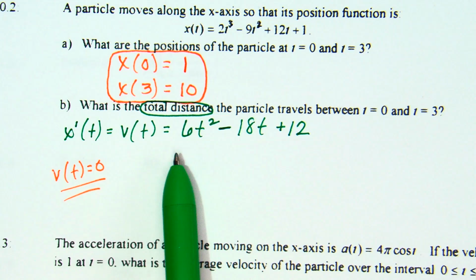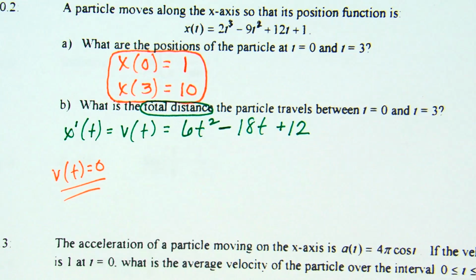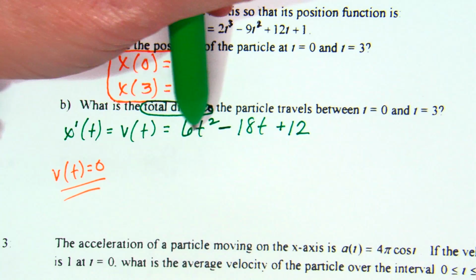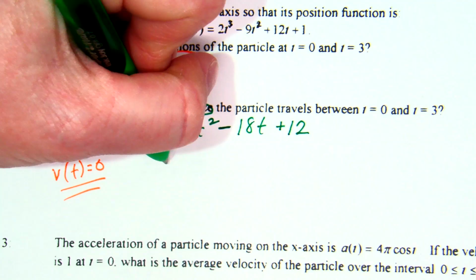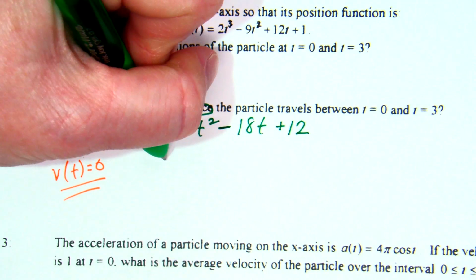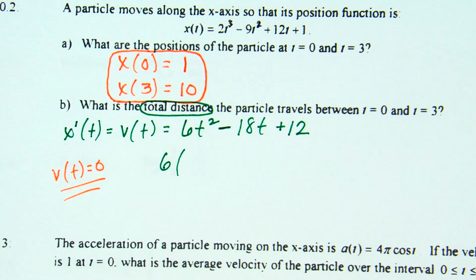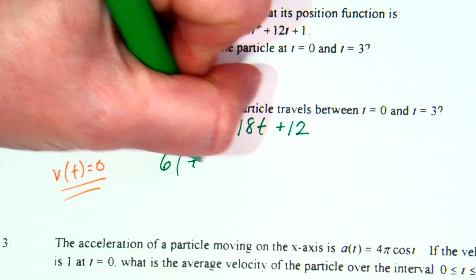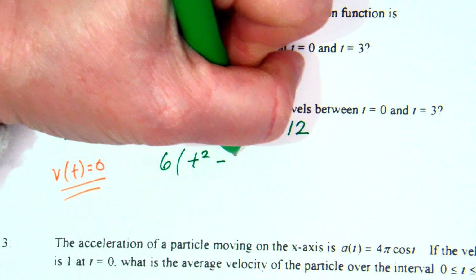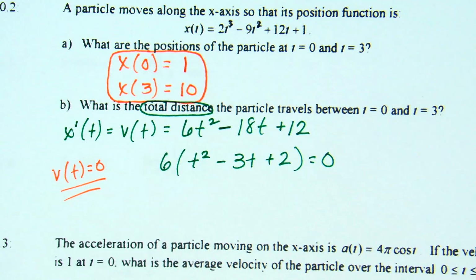Which means I'm taking this function we just found and setting it equal to 0. And then divided by 6. Whether you factor out the 6 or divide by 6, same idea, right? It's going to be t squared minus 3t plus 2. Because we just set it equal to 0, yes, you can divide the 6. It's gone. What do you know about t squared minus 3t plus 2?